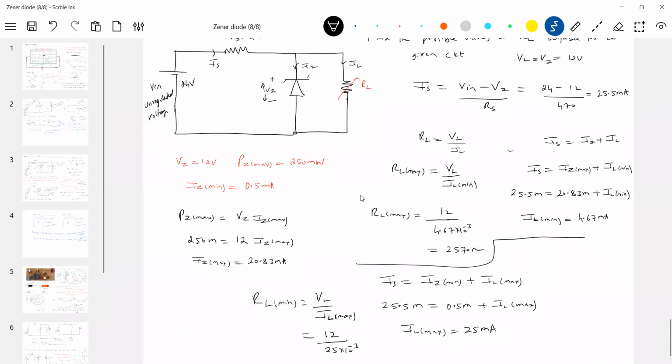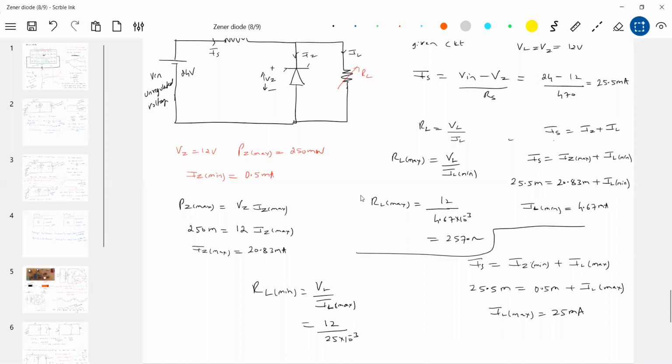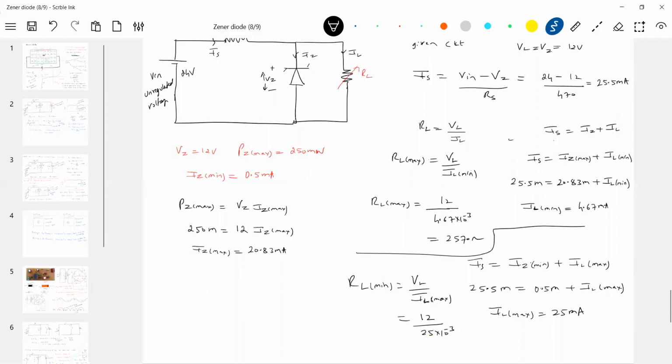Anybody value? 480. Yeah. Let's push it corner. RL minimum is 480, correct? Yeah. Okay, this is the thing. So now you can ask questions.